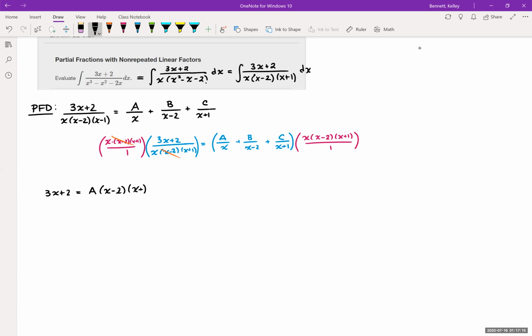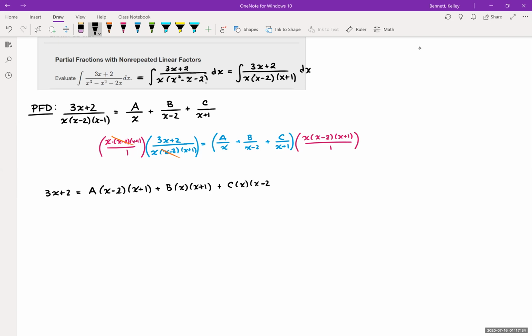Okay. Oh my goodness gracious. X plus 1. All right, then for b, the x minus 2 kills out the other x minus 2. So the only thing that survives is going to be the x and the x plus 1. And then for c, I just get the x and the x minus 2.